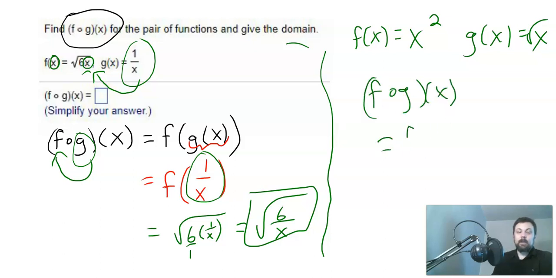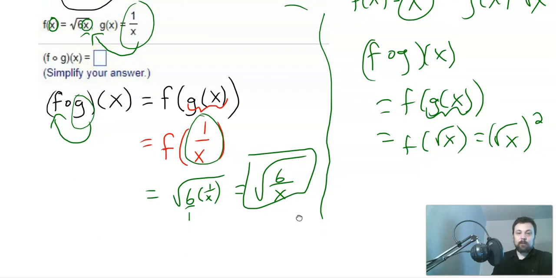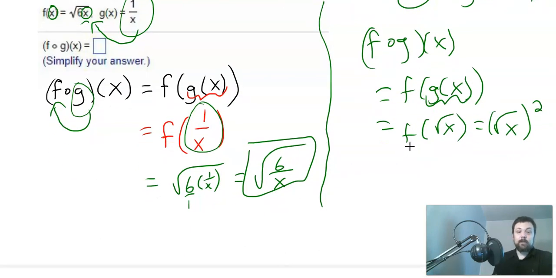That's going to be f of g of x. g of x is square root of x. That's what I want to plug into f. So I'm going to get the square root of x in place of this x here, and that has to get raised to the second power. So what does that equal? Well, that just equals x, because the square root cancels out the power of 2.